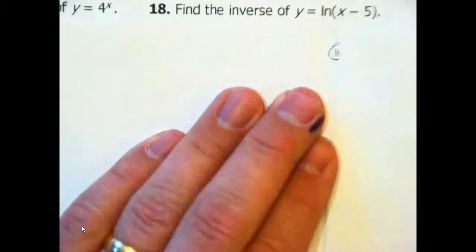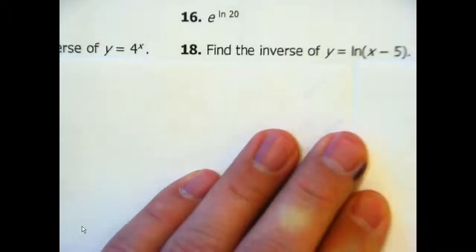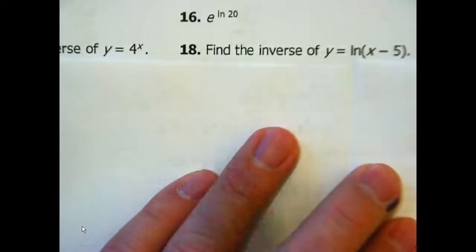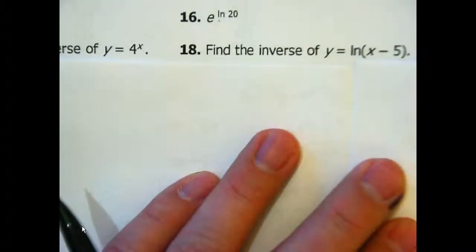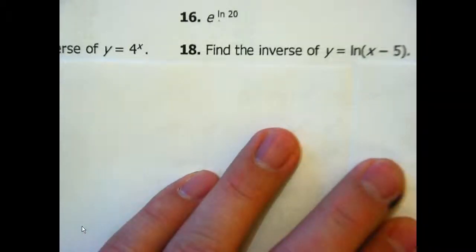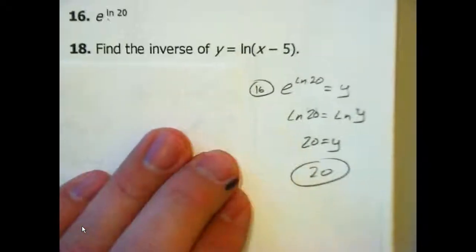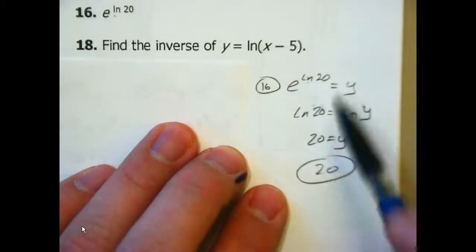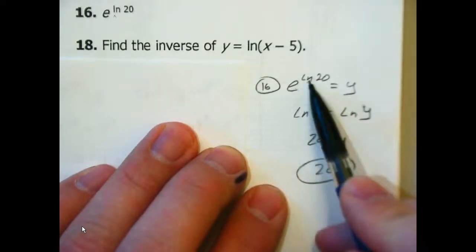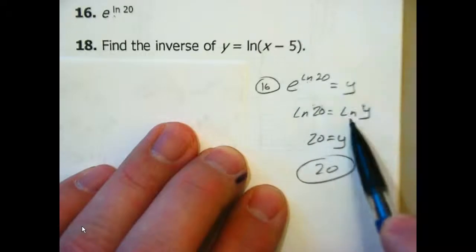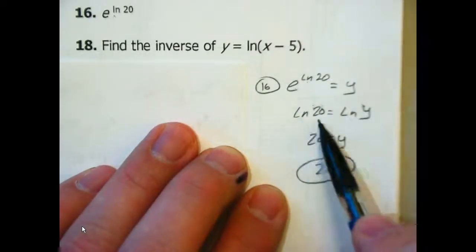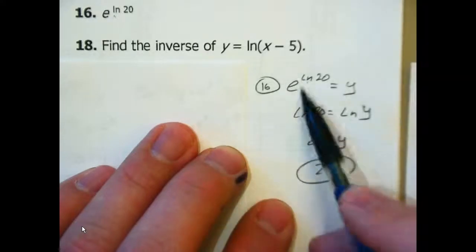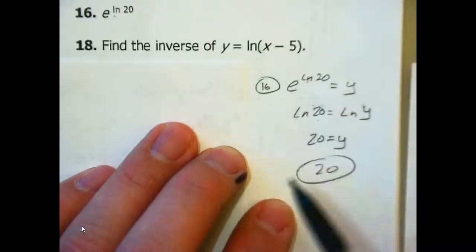Let's try number 16. Tell your neighbor what you got. Let me give you a really quick rule. Here's a shortcut. Anytime you see e and ln next to each other, it is 1. What's my answer? 1. What's left? 20. Okay, it's the same thing. This part right here, we write as a log. So when we bring e over, it becomes the natural log. So you have the natural log of y equals the natural log of 20. So 20 equals y. The shortcut is just to look at this and go, yeah, that's 1. Okay?